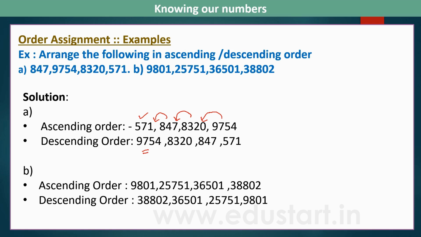Now for the second list of numbers: 9801, 25751, 36501 and 38802. If we are writing the ascending order, then 9801 should come first, then 25751, 36501, 38802. Now if we are writing the descending order, then we have to write the exact opposite of this sequence: 38802, 36501, 25751 and 9801. This is the sequence. I hope this is clear to you. We will continue in the next session.